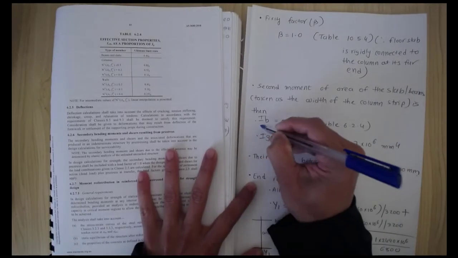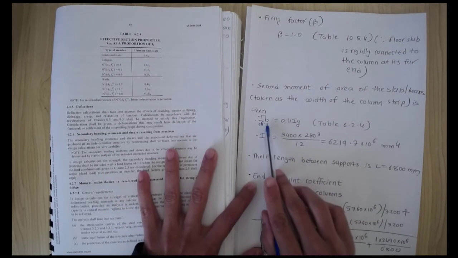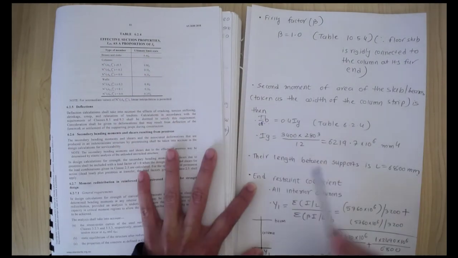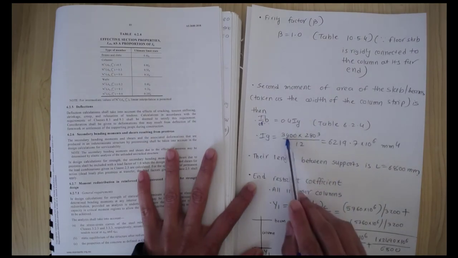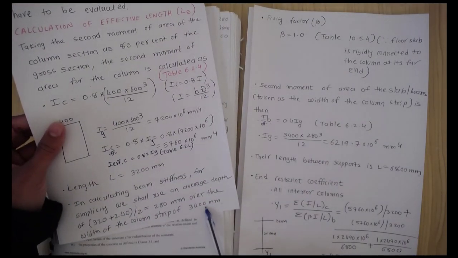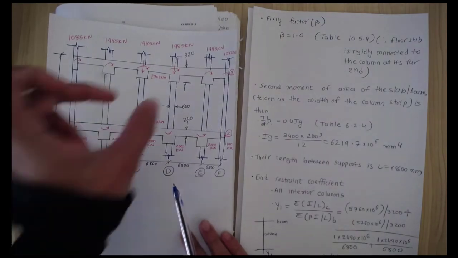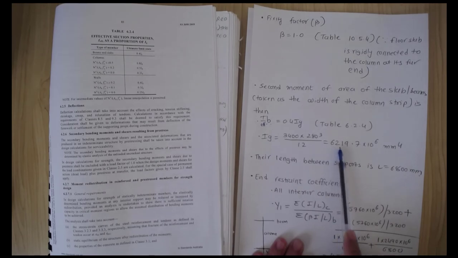Let me put the effective I for the beam. If you want to calculate I effective for the beam, you need this for beam and slab. It says 0.4 times Ig, given in table 6.2.4. So let's calculate the I gross. The width is 3400 millimeters and the depth is 280 millimeters, as we show in the figure. You can take the strip, the width 3400, and this gives 6219.7 times 10 to the power 6 millimeter to the power 4.